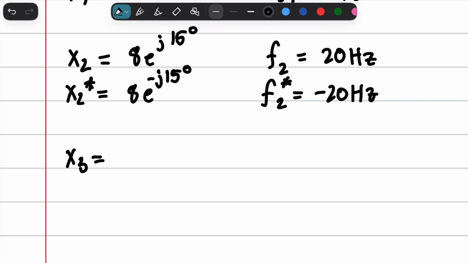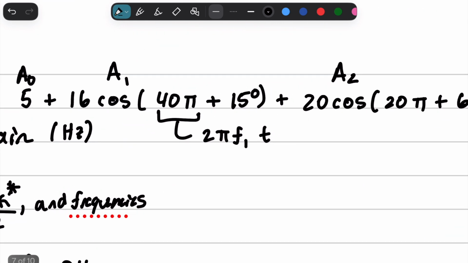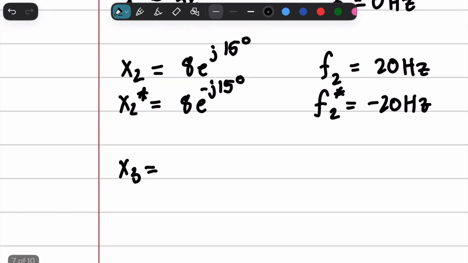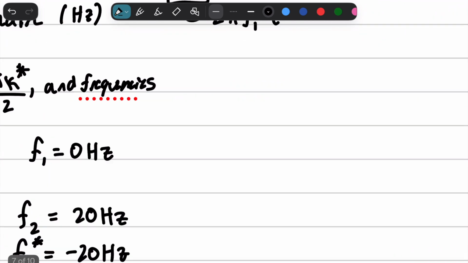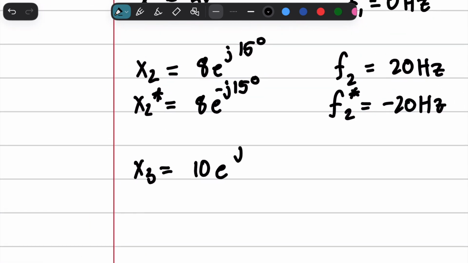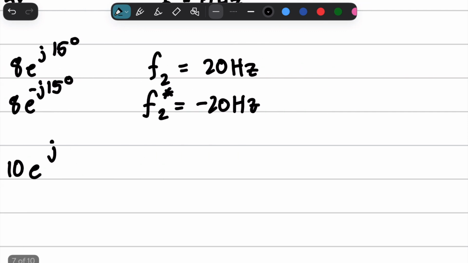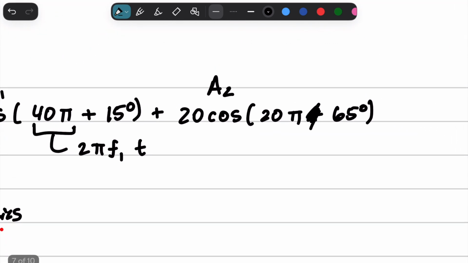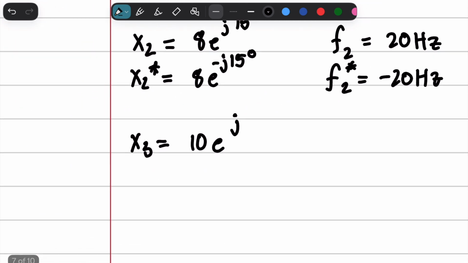And then we have to do x sub 3. We're going to take this 20 right here. It's our a sub from our phasor, or from our amplitude. The phasor has the amplitude in it, so we're going to get 10 e to the, and then the phase is 65 j. Oh, actually, let's make this a little more interesting. Make it negative 65 degrees right there.